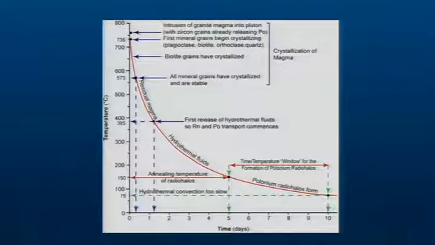It's at a temperature way up there. The zircon crystals are already forming in the granite. And then the other minerals crystallize, and they're all crystallized by 570-odd degrees. The first fluids are released below 400 degrees. But down here, it's 150 degrees only below that we can form the halos. This is the time temperature window.